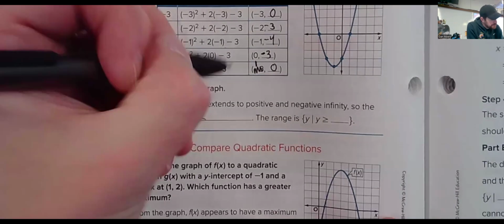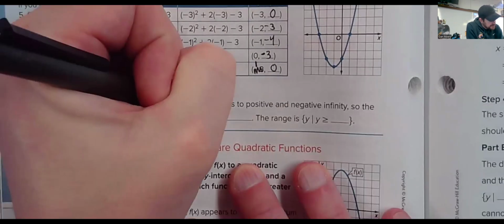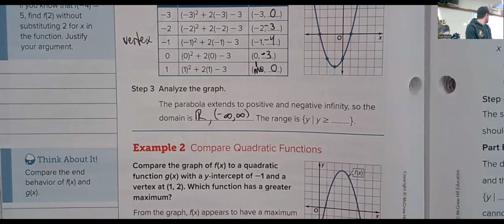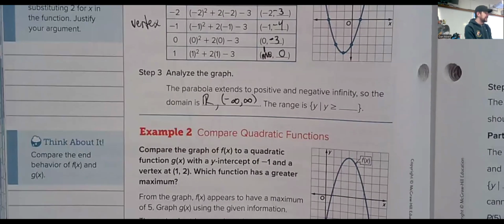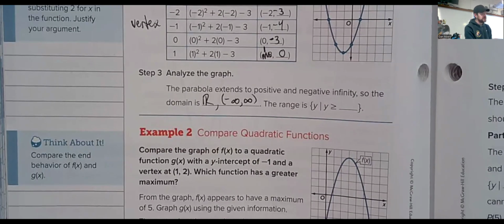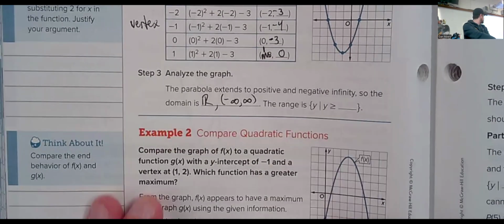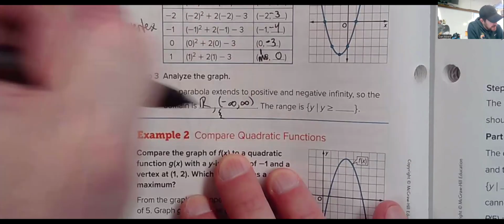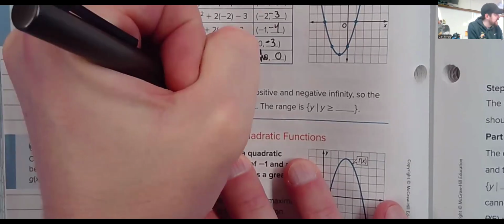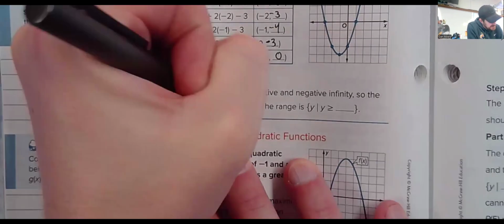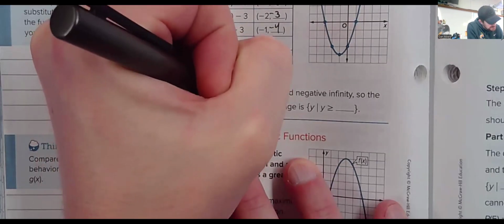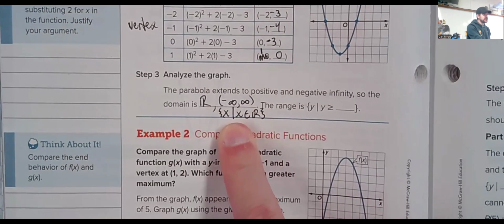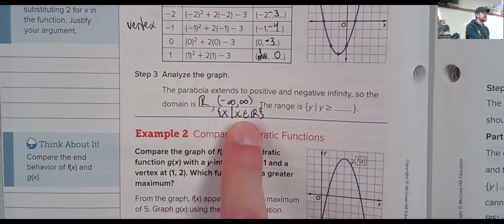Or if you want to, you could go with interval notation. Negative infinity, infinity with parentheses. Or if you want to, you could use set builder notation, which we're using for the range over here. Set builder would be braces, x, all values of x, such that x is an element of the real numbers. That would be our set builder notation. So you have three: algebraic, interval, set builder. Those all say the same thing.